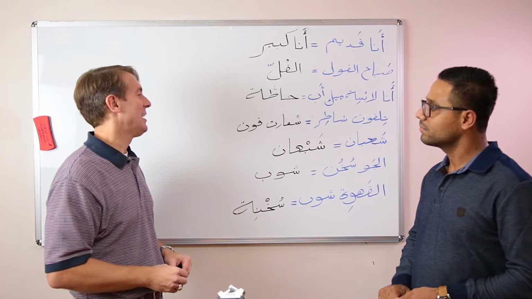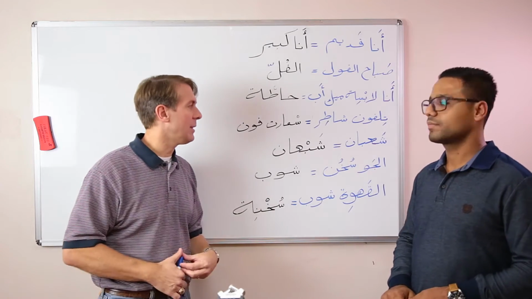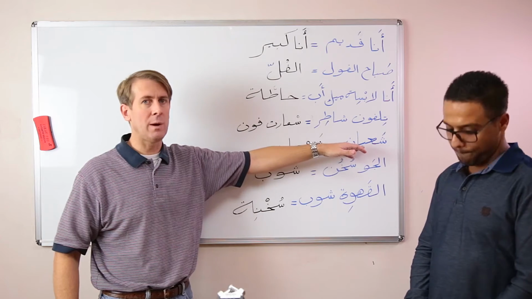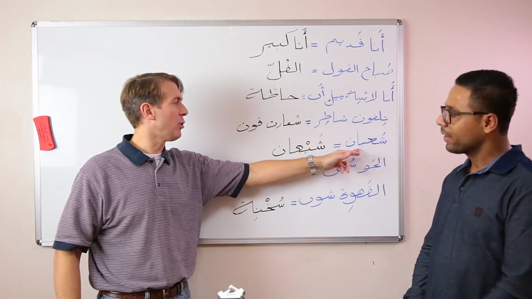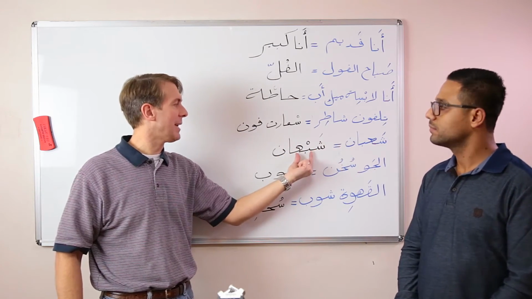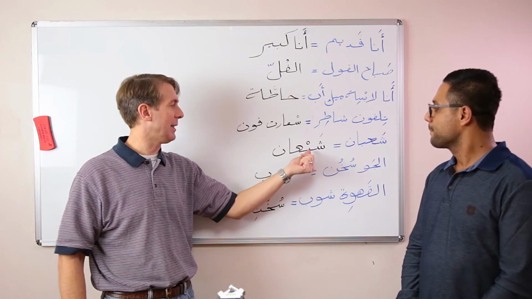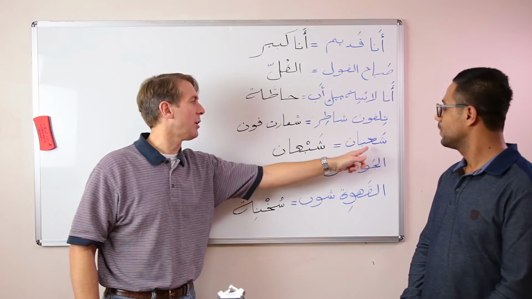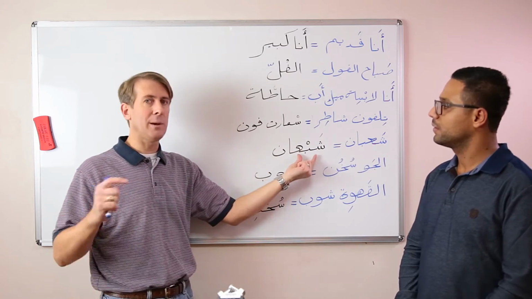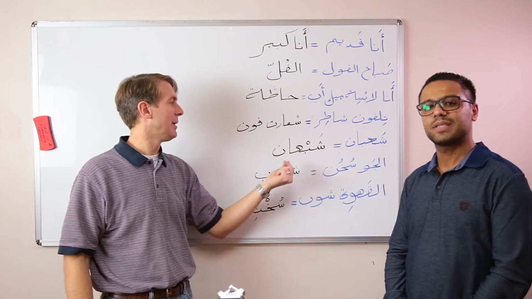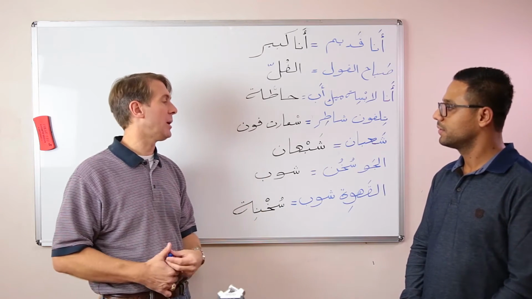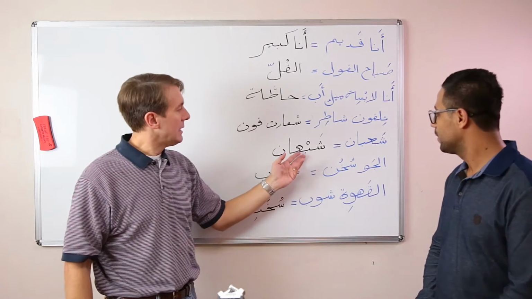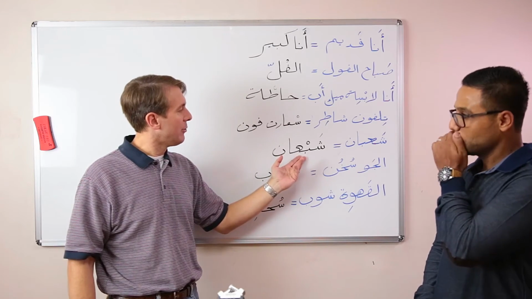Okay. So if you have this one here, شعبان, it's a month before Ramadan. If you want to say you're full, people mix up sometimes. They put the ayn in front of the ba. What actually should be شبعان, shab'an, which means full, from the verb شبع. So anyway, shab'an, I am full.